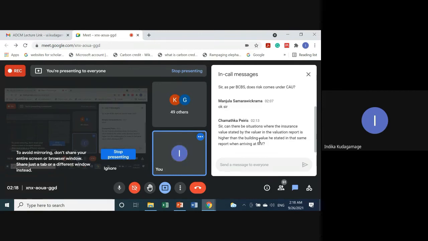It can be. Insurance value is: if we want to build a similar building, what will the cost be? We need to insure it. Building value can differ. I have seen that kind of case, for example. So you can have different values, insurance value and building value.